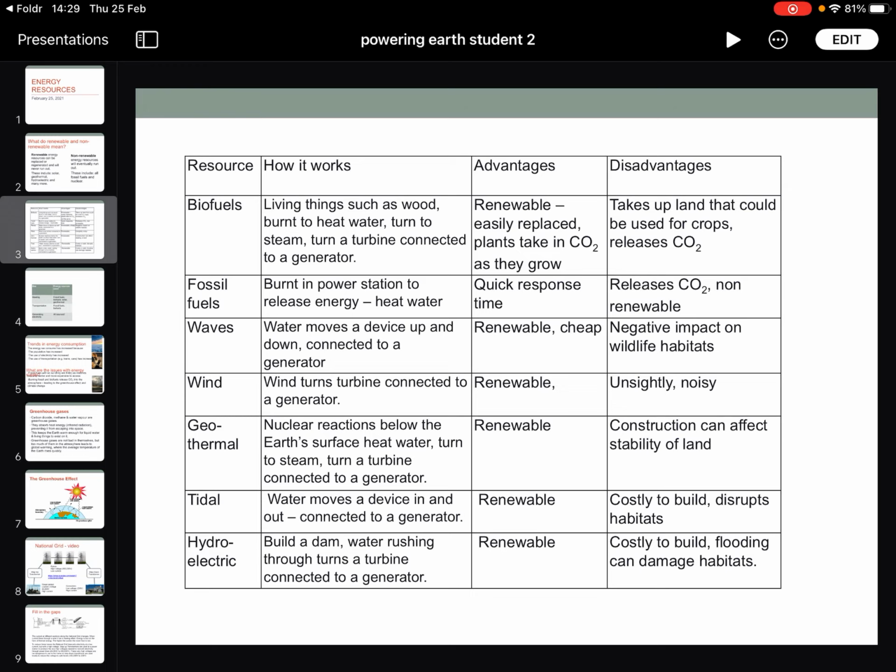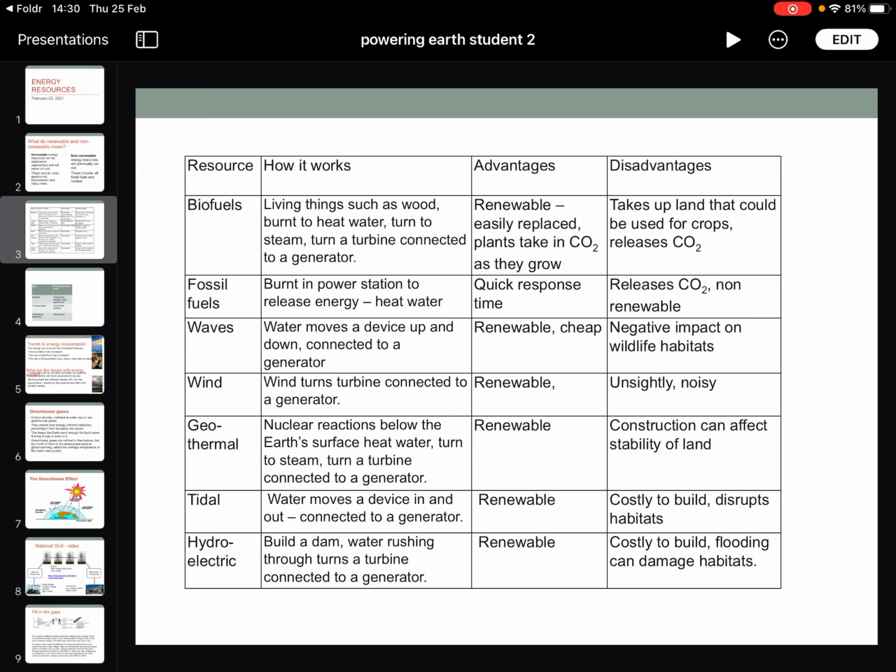Waves. Water moves the device up and down. Now that's quite key, because if we compare it later on to tidal, water moves the device in and out, like backwards and forwards, but in waves it's up and down. That movement is connected to a generator, which makes electricity. Advantages: renewable and cheap. Disadvantages: negative impacts on wildlife habitats. So because you've got to have these machines in the water, fish and other marine animals are affected.